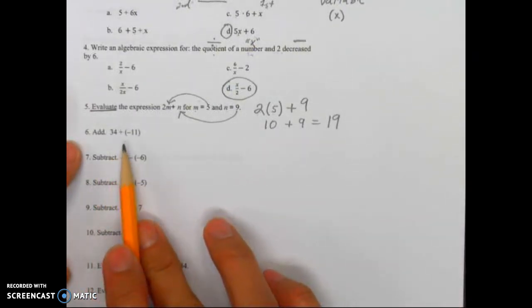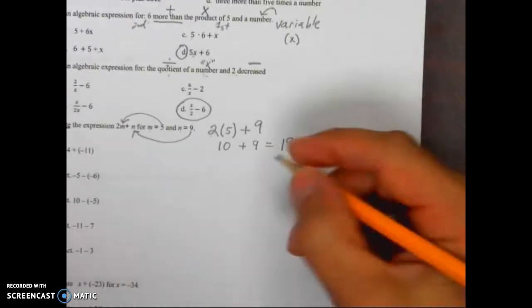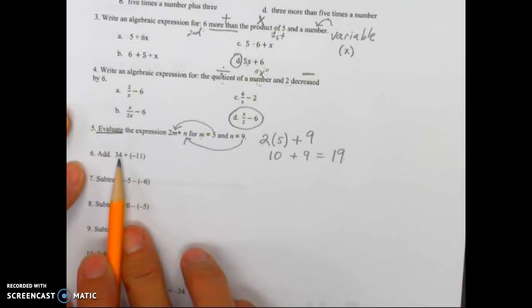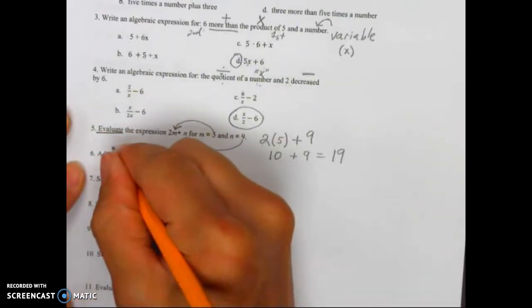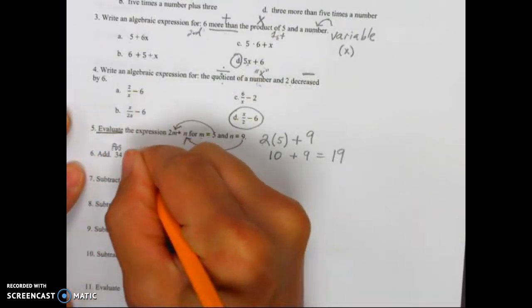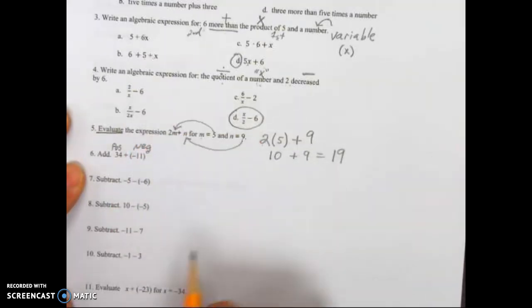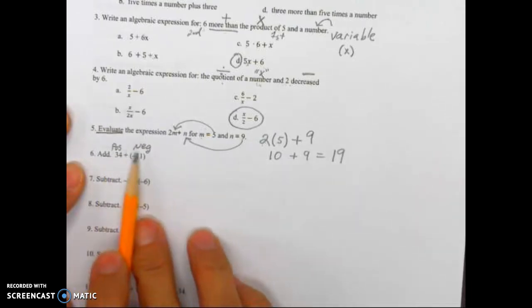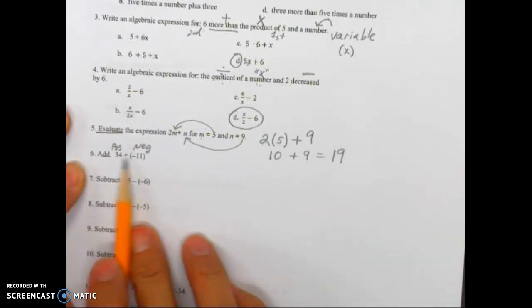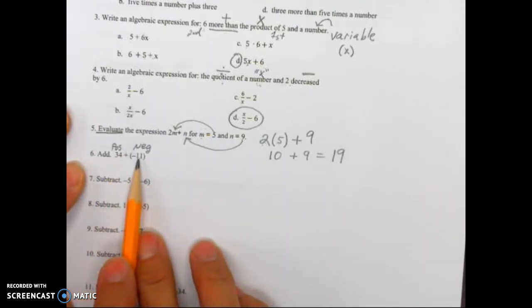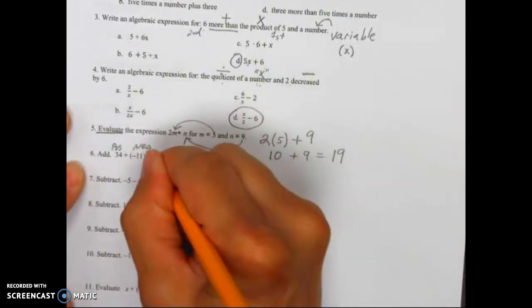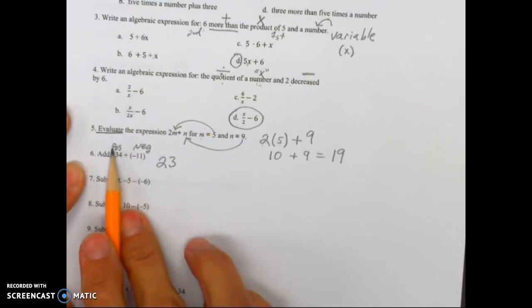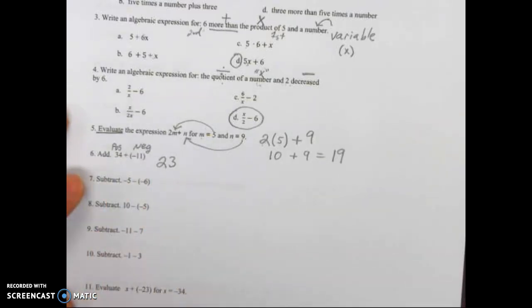So under adding, you look to see if they have the same sign. Well, that's a positive. That's a negative. That means they're on different signs, different teams. They're actually going to subtract from one another. So I'm going to go 34 take away 11. That's going to be 23. And because the positive has more members, it's a positive 23.